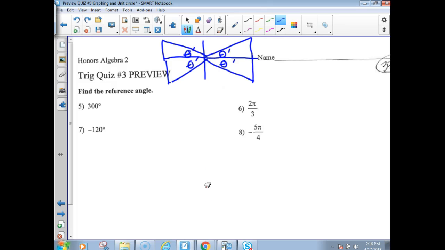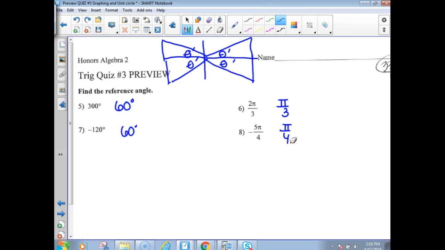I just wanted to remind you that. So I'm just going to quickly write the answers to some of these, and then you tell me which ones you need me to go over. The reference angle for 300 degrees is 60. The reference angle for 2 pi over 3 is pi over 3. The reference angle for negative 120 is 60, and for negative 5 pi over 4, it's pi over 4.